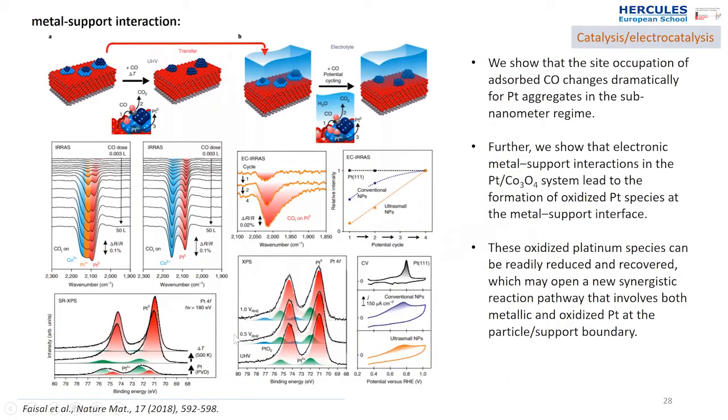So it was actually shown that the site occupation of adsorbed CO changes dramatically for platinum aggregates, and the electronic metal support interactions in this system led to the formation of oxidized platinum species at the metal support interface. And these oxidized platinum species can be readily reduced and renewed. This can open a new synergistic reaction pathway involving both metallic and oxidized platinum at the boundary.